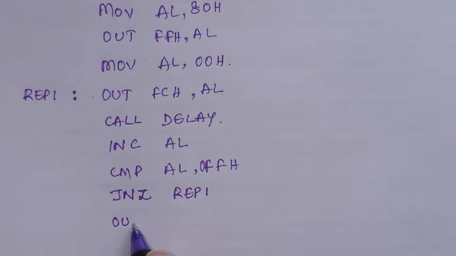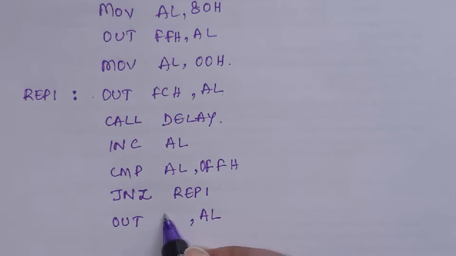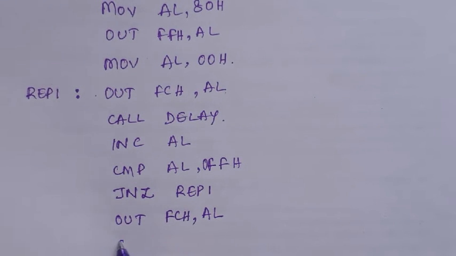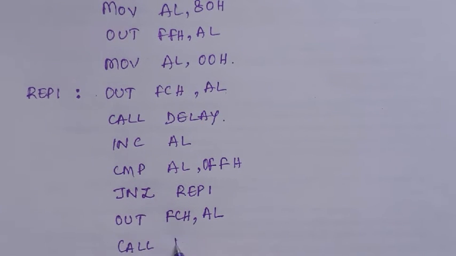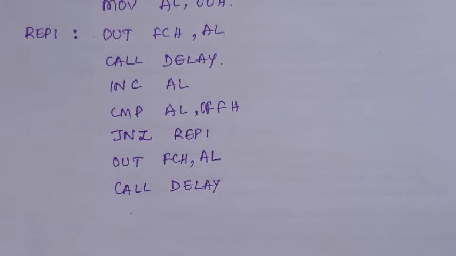Now you send this also, that means FF also, to port A, call delay. A small delay is given here.